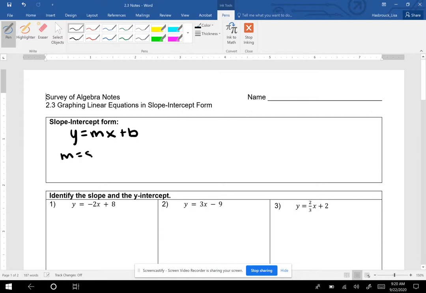M is our slope and b is our y-intercept. The y-intercept is the point 0, comma, whatever our b value is. And remember, slope is rise over run. It's what we use after we plot the y-intercept to graph the line.